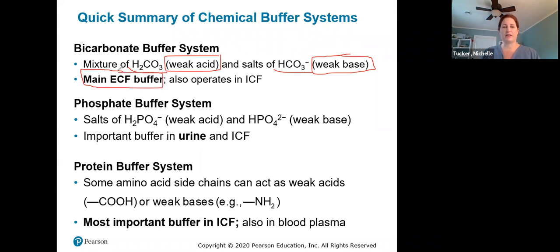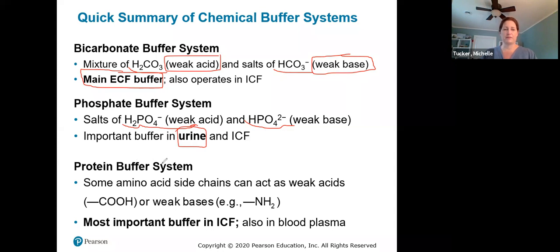For the phosphate system, the main component is going to be phosphate. Dihydrogen phosphate is the weak acid. So this one has 2 hydrogens, which is why it is the acidic component. And then this is monohydrogen phosphate. So it's lost a hydrogen. And so this is the weak base. It is the primary system functioning in urine.